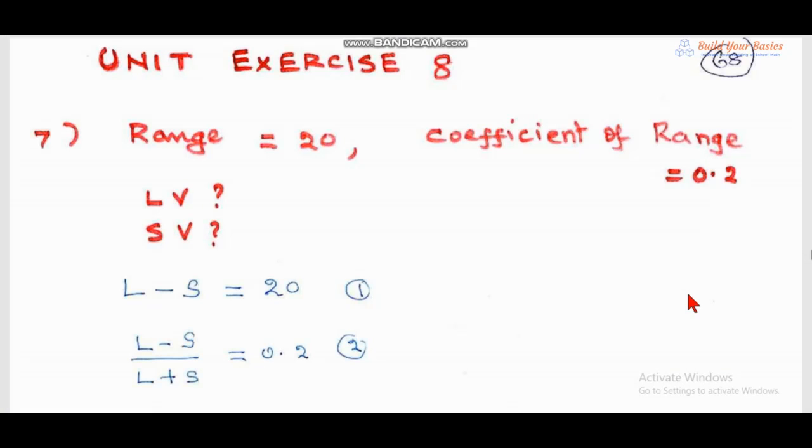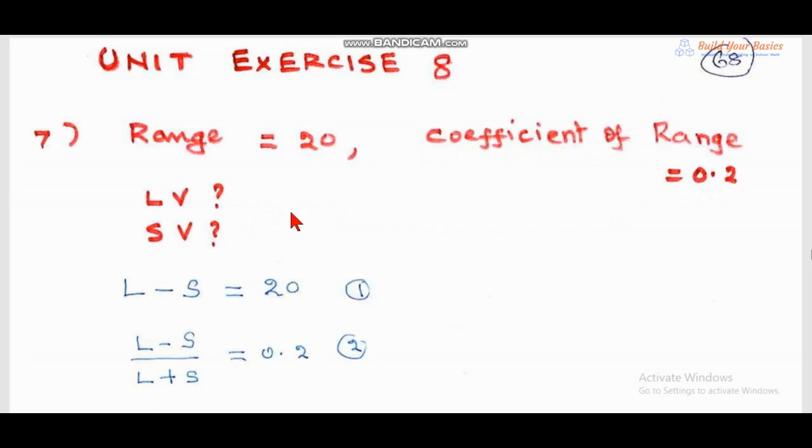Unit exercise 8, question number 7. If the range and the coefficient of range of the data are 20 and 0.2 respectively, then find the largest and the smallest values of the data. Given range equals 20, coefficient of range 0.2. You have to find the largest value and the smallest value of the data.